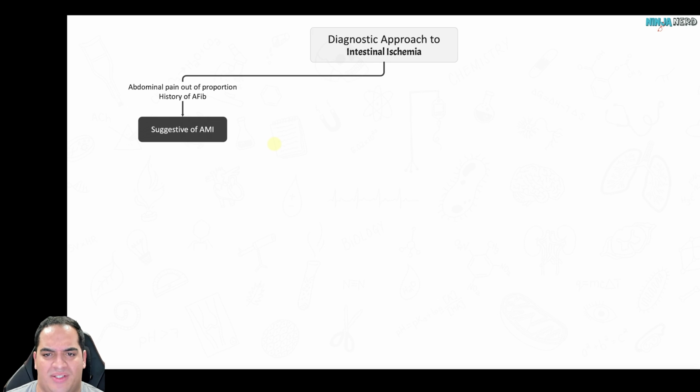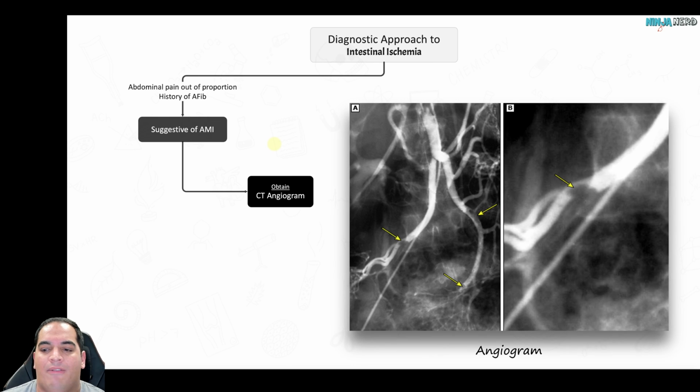So that suggests an acute mesenteric ischemia. All right, so what do I do? First thing I have to do is get a CT angiogram. And that CT angiogram will be beautiful, and any kind of angiogram is going to highlight the vessels, and it's going to show areas where there's kind of lack of filling.